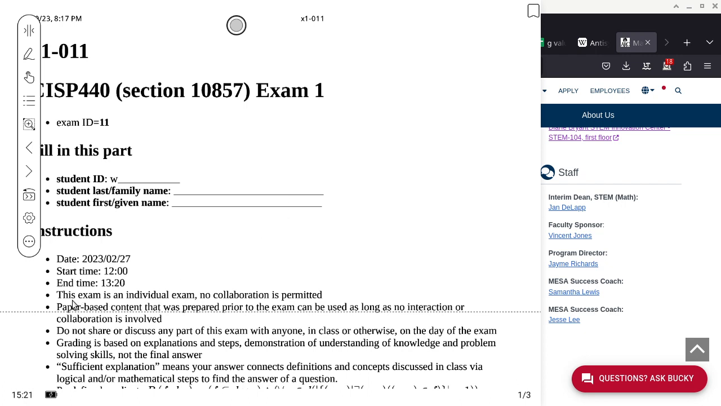All right, this exam is an individual exam. No collaboration is permitted. You can bring anything that is on paper to help you with this exam. It can be something from your own notes. You can print the modules. If you can find all the previous exam ones for this class, you can bring all of those with answers. Anything that is on paper, printed or handwritten, is fine. No electronic medium, so no cell phones, no tablet, no iPad, and so on.